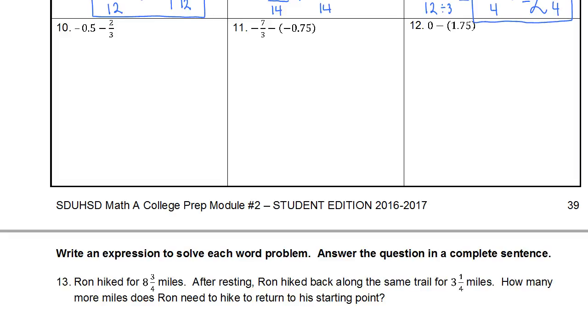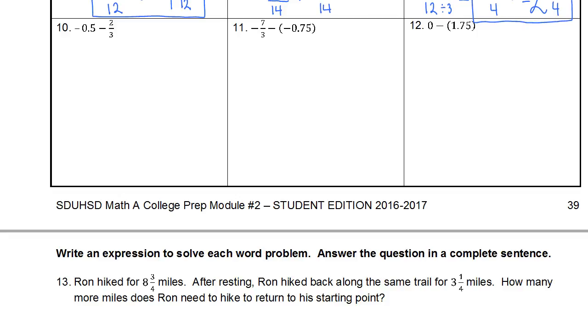Okay, we're ready to move on to number 10. Now, number 10, 11, and 12 all have something in common. We have a decimal in the mix. And so you might think that it's easiest to change the fraction to a decimal and work with decimals, but the problem with number 10 is that 2/3 is a repeating decimal. So we have to leave it in fraction form.